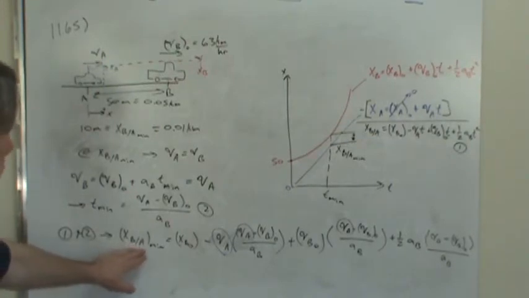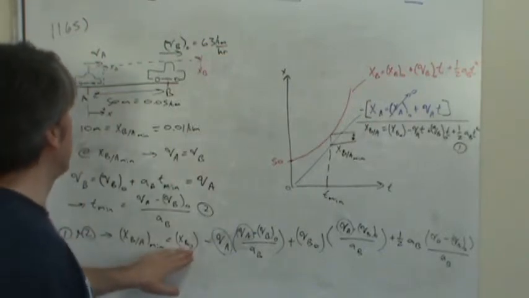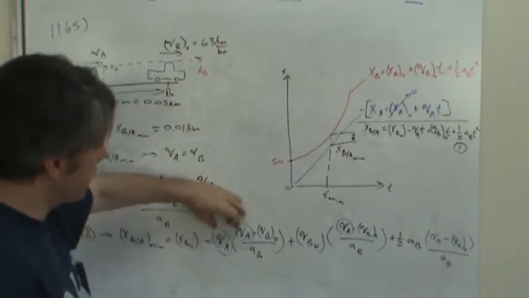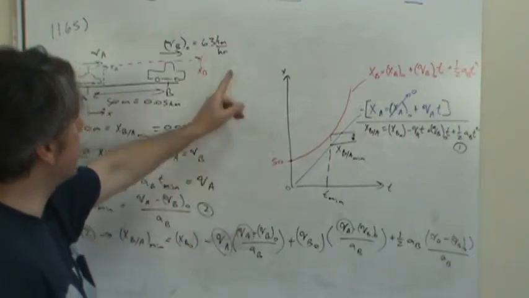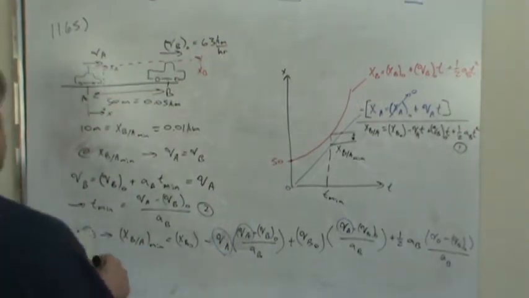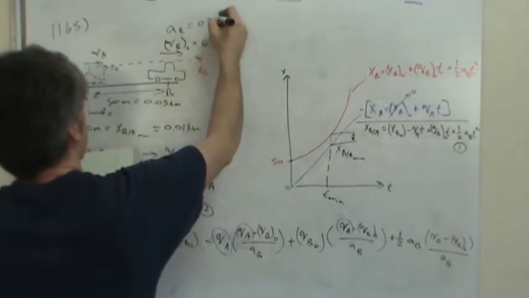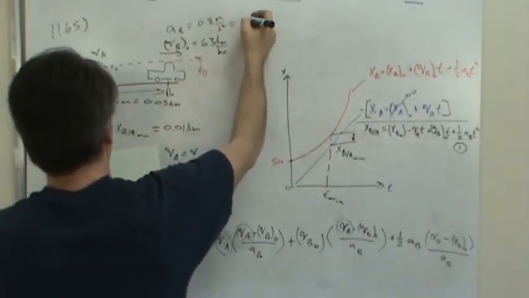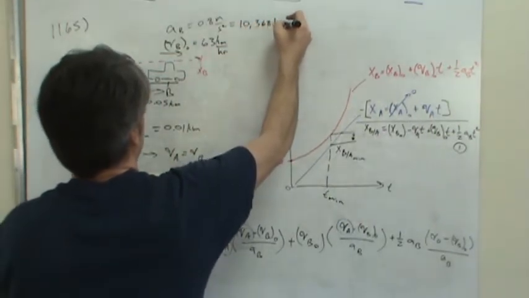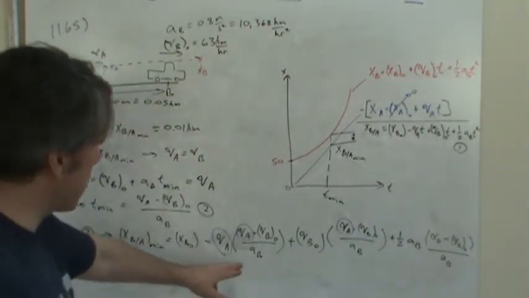For example, XB with respect to A minimum, we know that. That's 0.01 kilometers. The initial position of B, well, from our reference, that's 0.05 kilometers. So that's a known. This is an unknown. VB naught, the initial velocity of B, is a known, 63 kilometers per hour. Acceleration of B is a known. I didn't write it down, but I did read it. The acceleration of B is 0.8 meters per second squared. If you do the conversion to kilometers per hour, you'll find that's 10,368 kilometers per hour squared. So the acceleration of B is a known.